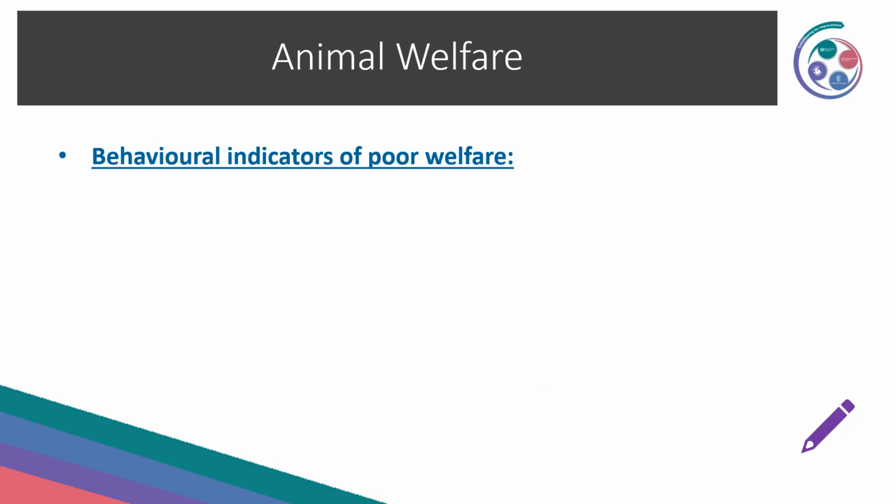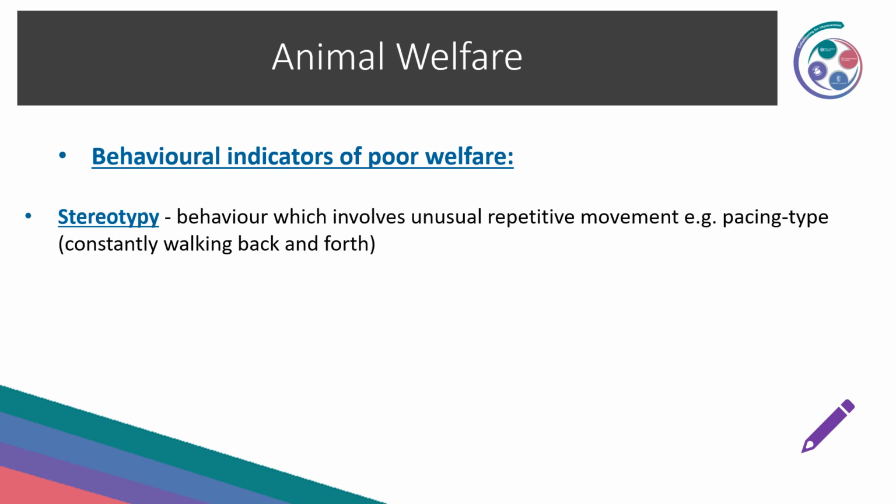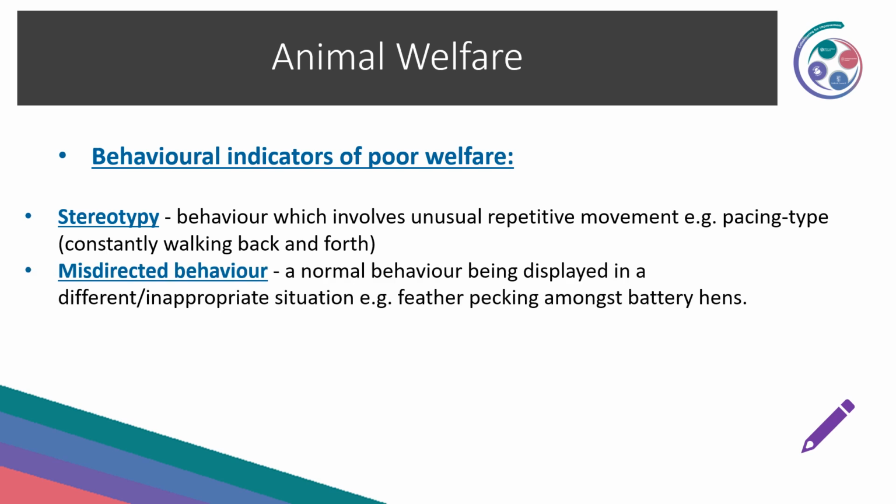You need to be aware of the behavioural indicators of poor animal welfare. The first of these is stereotyping. This is a behaviour which involves the unusual repetitive movement, such as constantly pacing back and forth. The second is misdirected behaviour. This is a normal behaviour displayed in a different or inappropriate situation, such as feather pecking amongst battery hens. Battery hens are those who are crammed into a very small area and often show signs of distress.